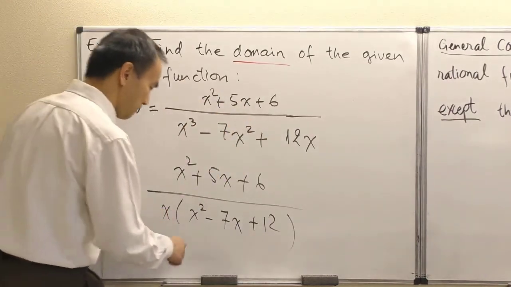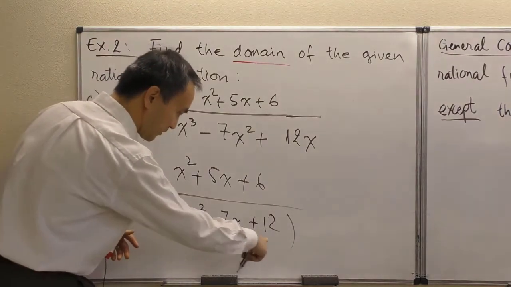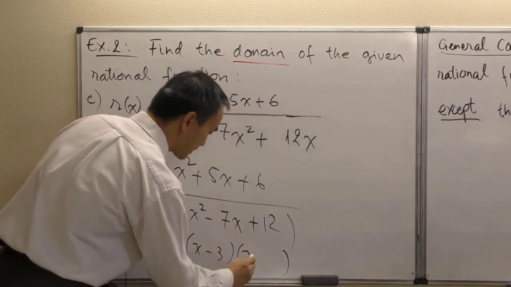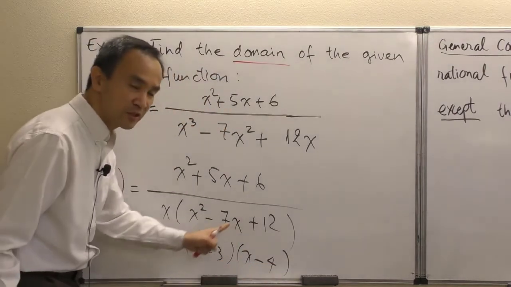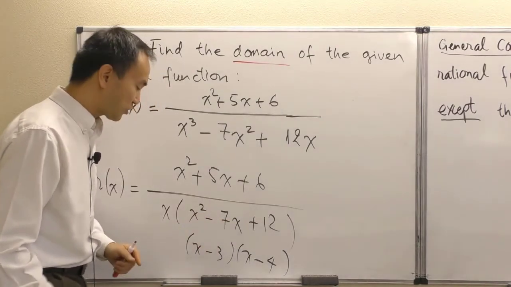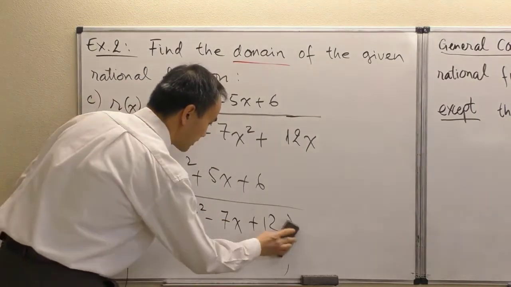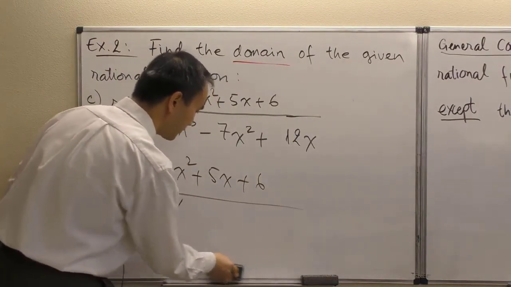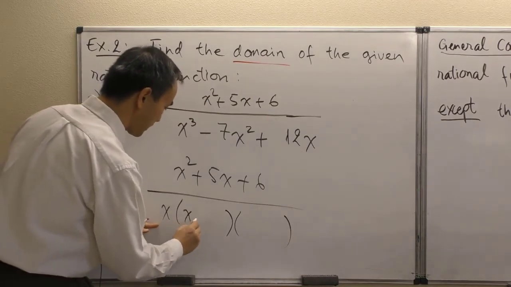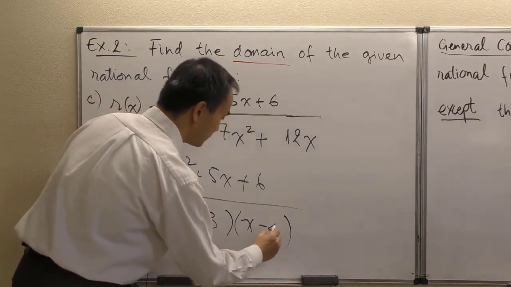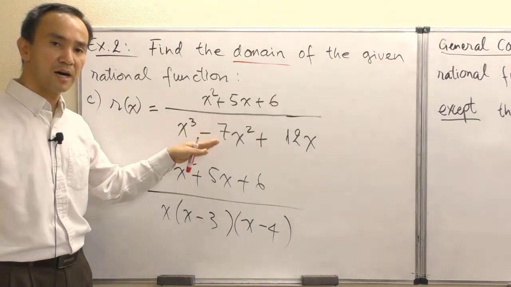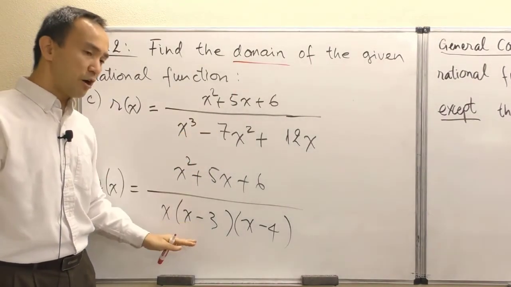Notice that x squared minus 7x plus 12 can be factored as x minus 3 times x minus 4. We have two distinct linear factors that factor out from that quadratic. And so now the polynomial in the denominator finally turns out to be x times x minus 3 times x minus 4. That's how I have completely factored my denominator polynomial.